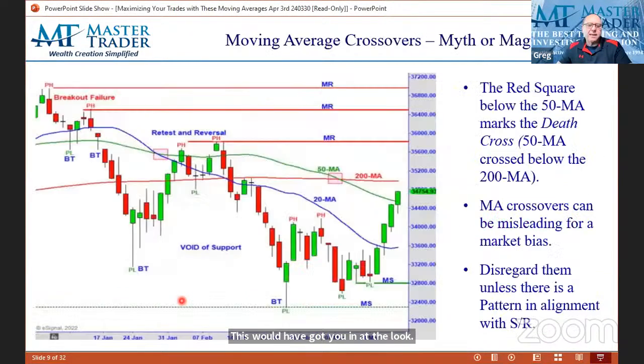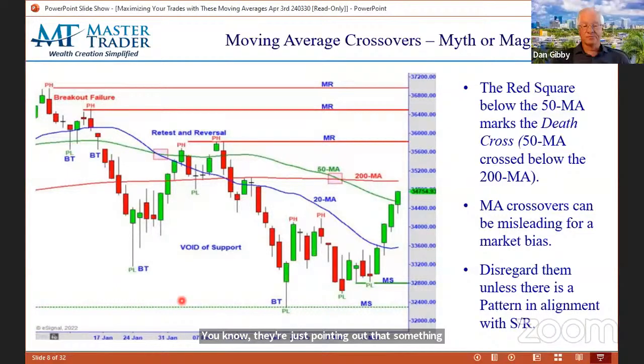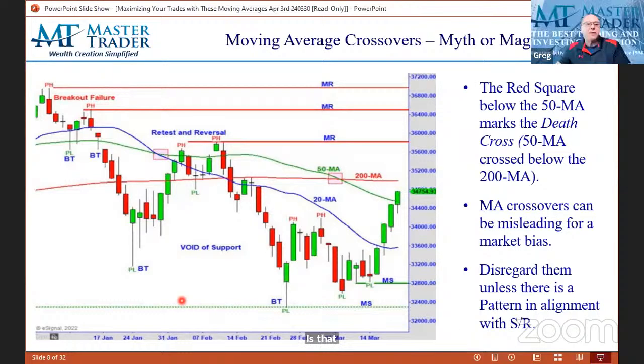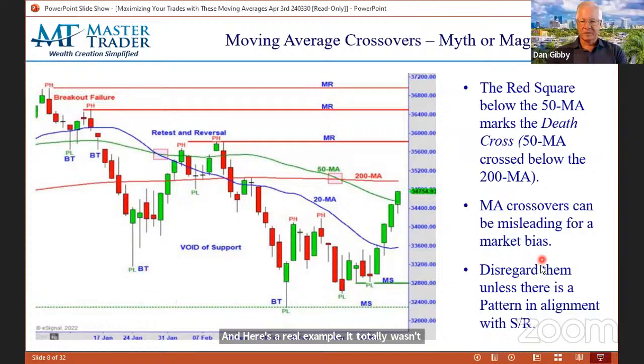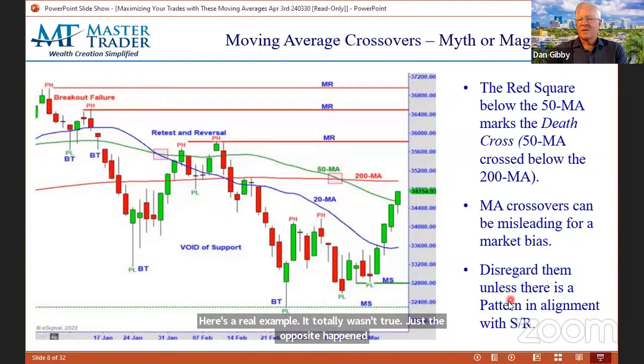And in all fairness, when you hear the media or anybody refer to a death cross, they're just pointing out that something bearish has happened. They're really not saying to act on it, but what they are telling you is that this event has created a belief, and now you should believe, if it's bearish, that prices are going to go lower. And here's a real example. It totally wasn't true. Just the opposite happened. So this third point, disregard it unless there's a pattern in alignment.